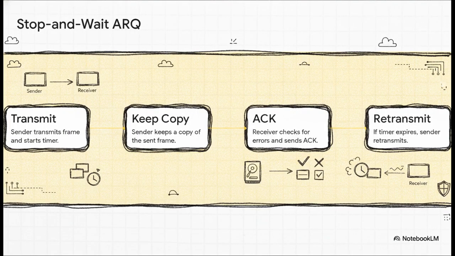Let's just boil this stop-and-wait ARQ sequence down to 4 easy steps for your test. First, the sender transmits a frame and immediately starts a countdown timer. Second, it smartly keeps a copy of that frame in its own memory. Third, the receiver checks the frame. If it's clean, it sends back an acknowledgement. And fourth, this is where the magic happens. If the sender's timer expires before that ACK ever arrives, it just assumes the frame was lost or corrupted and uses its saved copy to retransmit. It's a brilliant way to guarantee delivery even when the channel drops your data.